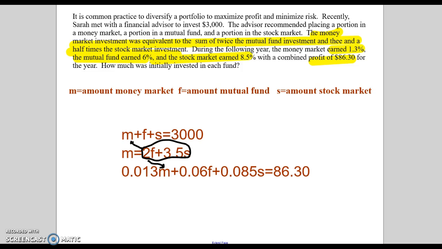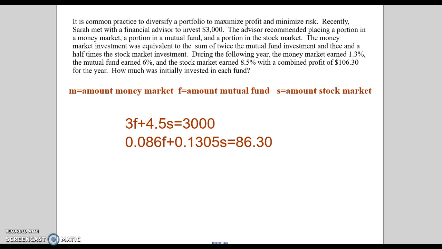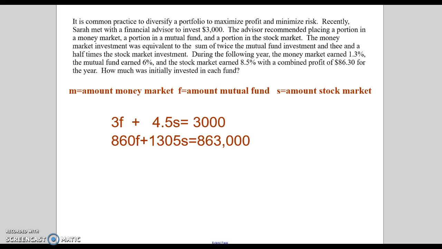So if I plug in 2F plus 3.5S for M in those other 2 equations, I end up with 3F plus 4.5S equals 3,000, and 0.086F plus 0.1305S equals 86.30. Now trying to handle these decimals is difficult, so let's change this by multiplying the entire second line by 10,000. I get a much easier problem to deal with. Now the numbers are larger, but it's easier to see where to go from here.